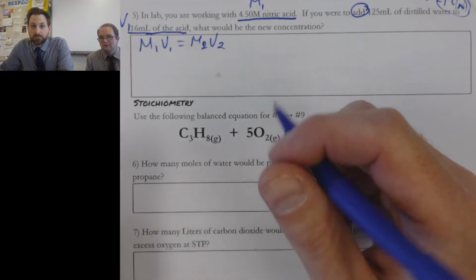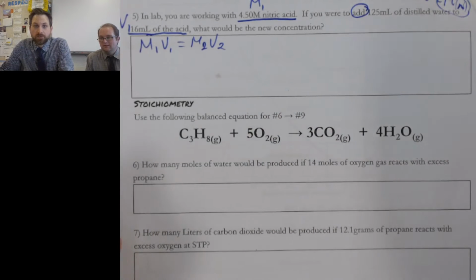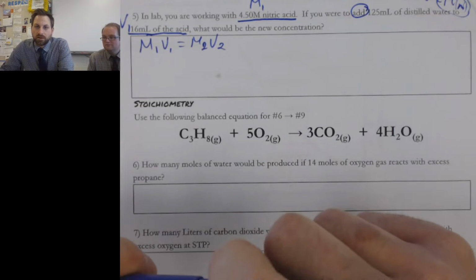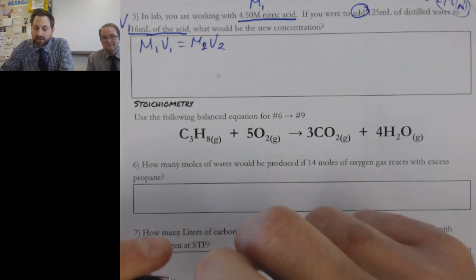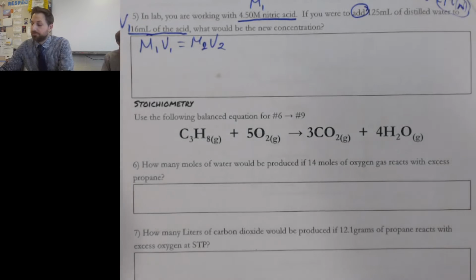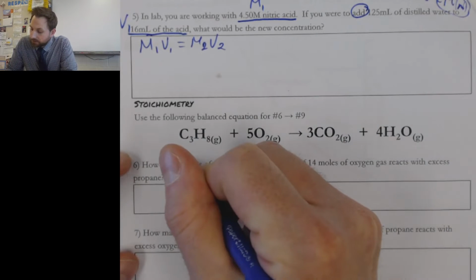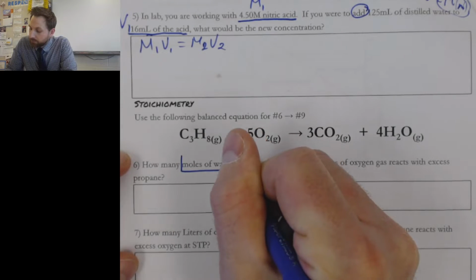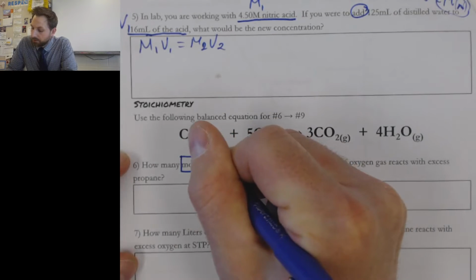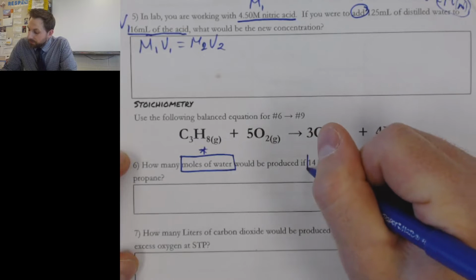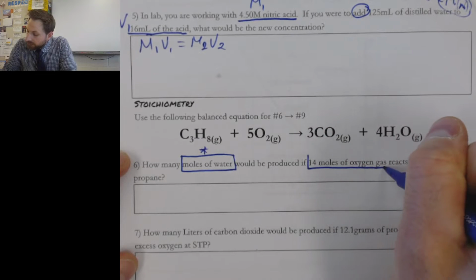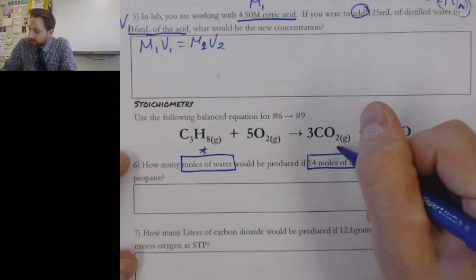Hey guys, welcome back. We're going to continue working through our cumulative review. We're going to look at the stoichiometry section and try and keep this brief. All right, so we have our balanced equation. The question is asking for how many moles of water would be produced if 14 moles of oxygen gas react.